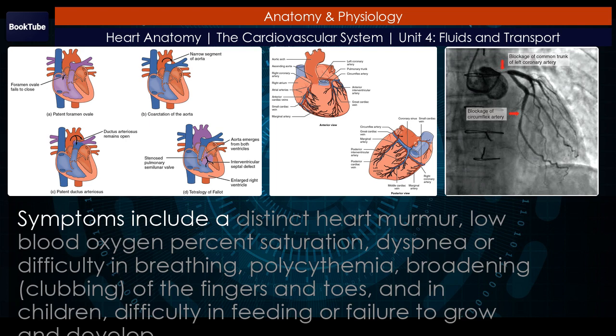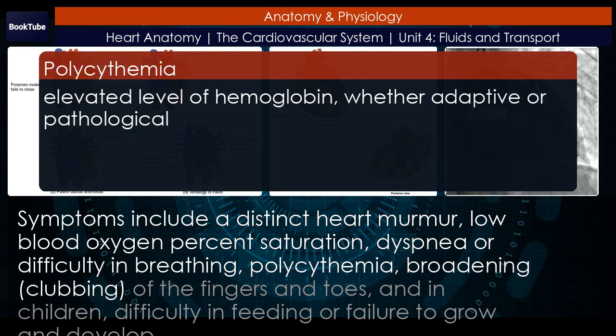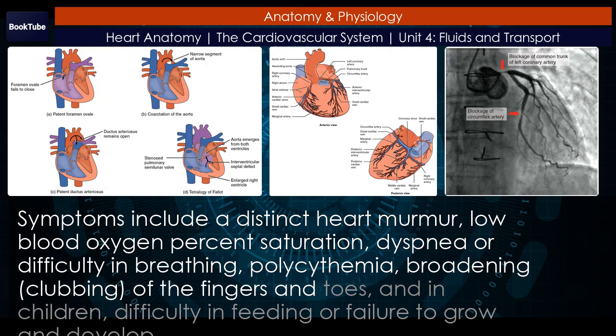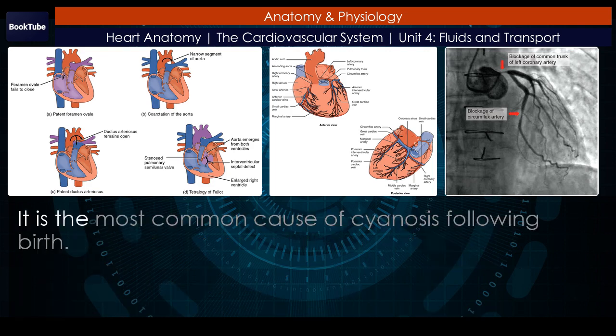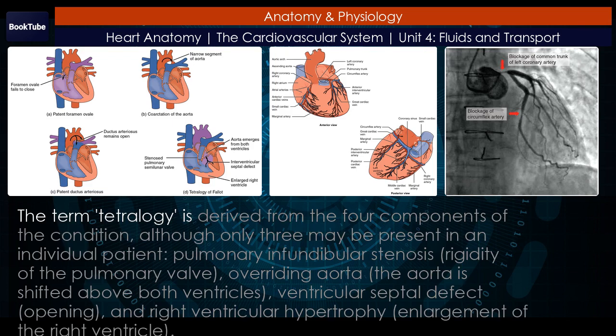Symptoms include a distinct heart murmur, low blood oxygen percent saturation, dyspnea or difficulty in breathing, polycythemia, clubbing of the fingers and toes, and in children, difficulty in feeding or failure to grow and develop. It is the most common cause of cyanosis following birth. The term tetralogy is derived from the 4 components of the condition, although only 3 may be present in an individual patient. Pulmonary infundibular stenosis, rigidity of the pulmonary valve, overriding aorta.